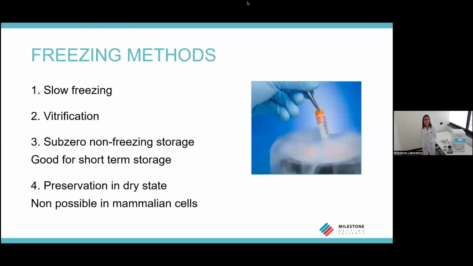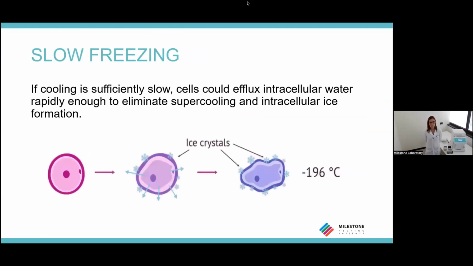And in fact, the last factor that influences the cryopreservation quality is the freezing method. We have 4 methods. The slow freezing and the vitrification are the most common and used. Then we have also the sub-zero non-freezing storage, which is good only for short-term storage, and the preservation in dry state, which is not possible in mammalian cells because in these cells it's very difficult to introduce trehalose and amino acids. Let's see in more detail the first 2 methods.